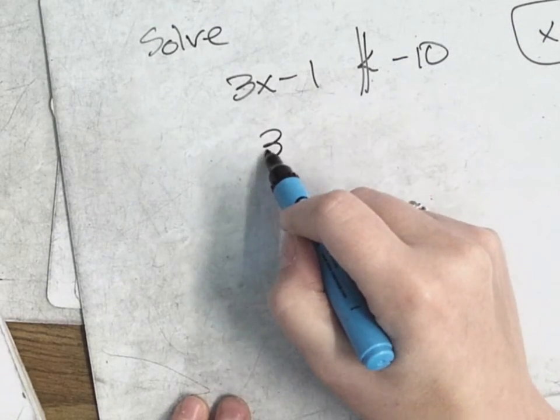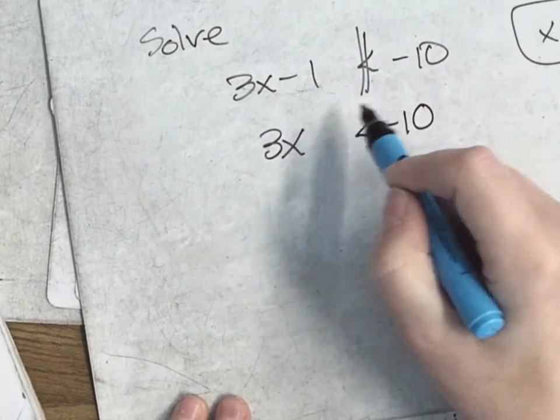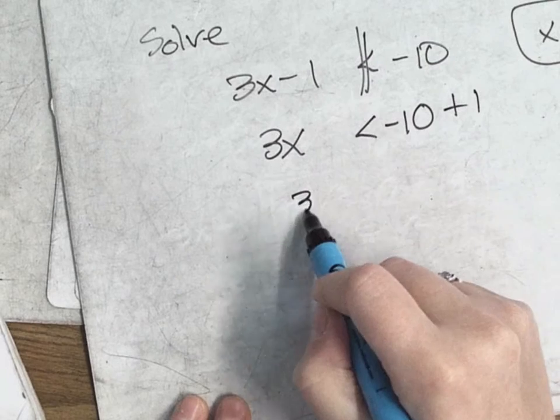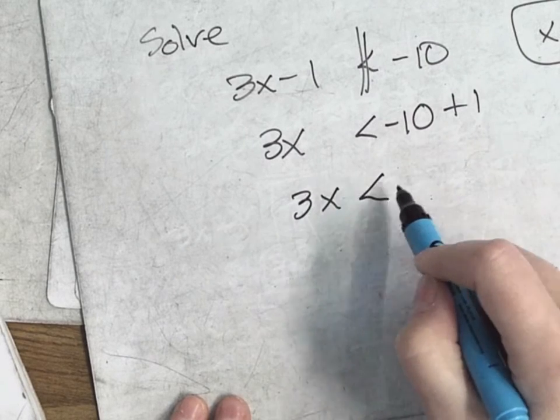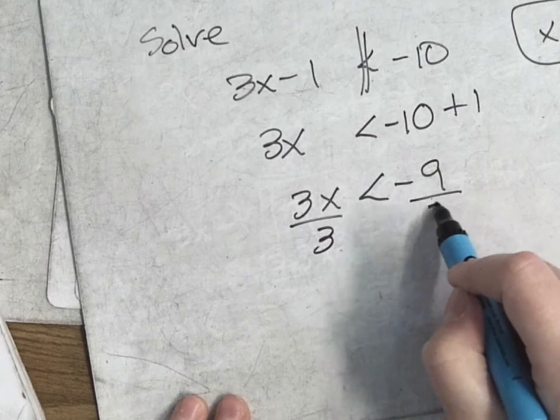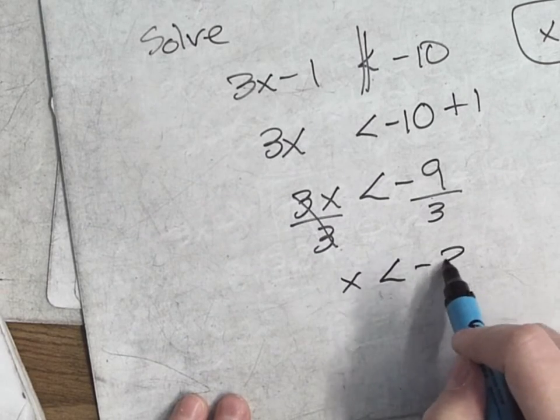So leave the 3x. The minus 1 is moving. Minus 10 is here already. Minus 1 comes over and becomes a plus 1. So 3x is less than minus 9. And then you divide each side by 3. And you get x is less than minus 3.